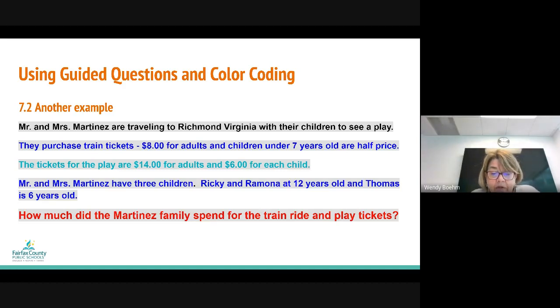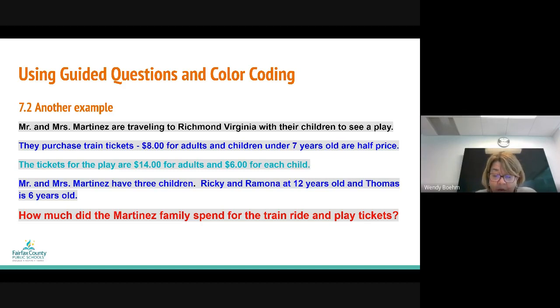Mr. and Mrs. Martinez are traveling to Richmond, Virginia with their children to see a play. They purchased train tickets, $8 for children, and children under 7 are half price. The tickets for the play are $14 for adults and $6 for each child. Mr. and Mrs. Martinez have 3 children. Ricky and Ramona are 12, and Thomas is 6. How much did the Martinez family pay for the train ride and the play tickets?